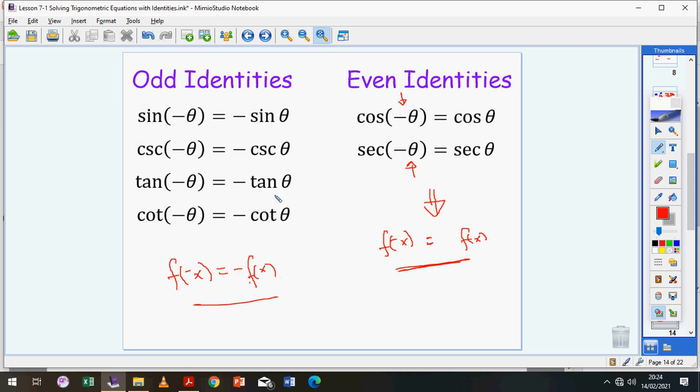It's important for you to remember the only even functions are cosine and secant. And because secant is derived from cosine, it makes sense that it's an even function. Everything else besides these two is odd. That's how you can remember it quickly.